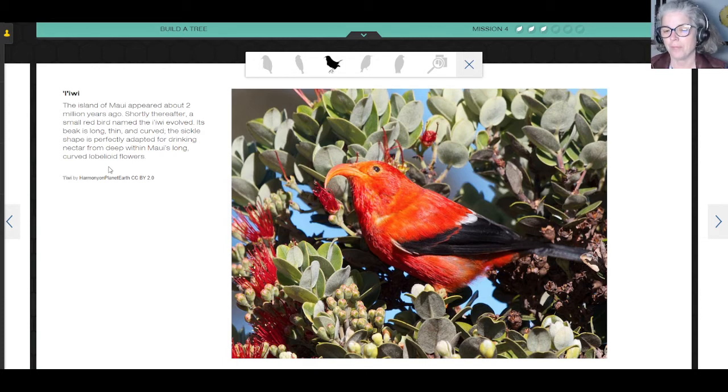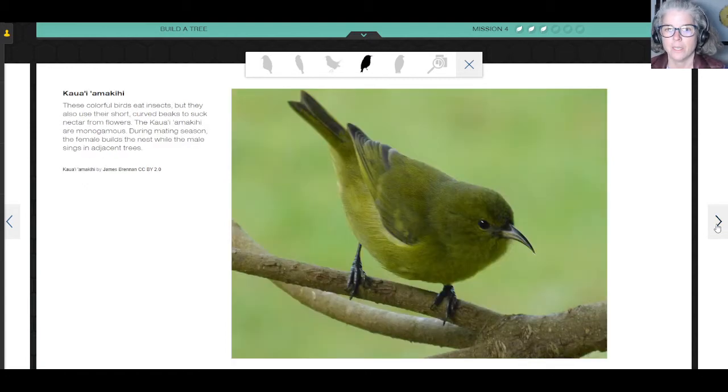But what would happen if that flower was gone? So having a limited food supply that you can actually extract can be a negative, but then the benefit is that that organism becomes super specialized. It's really, really good at doing that.